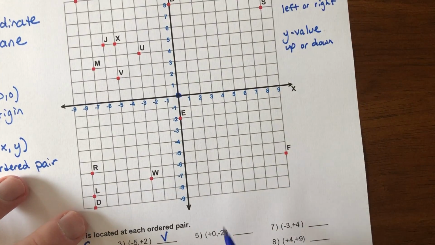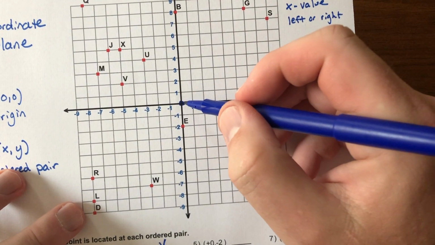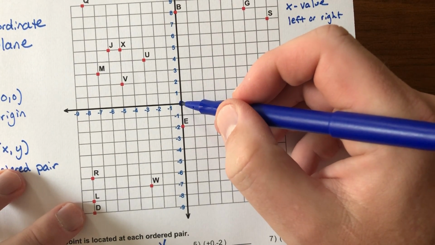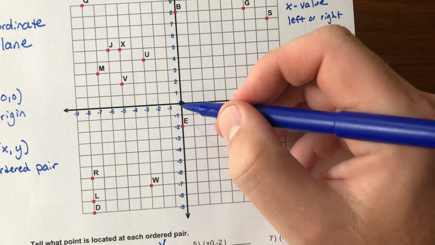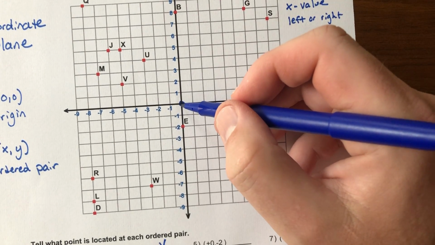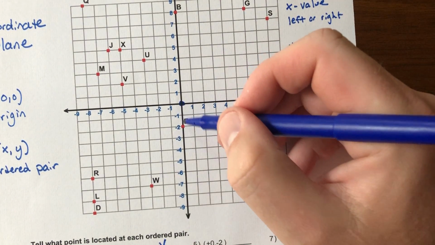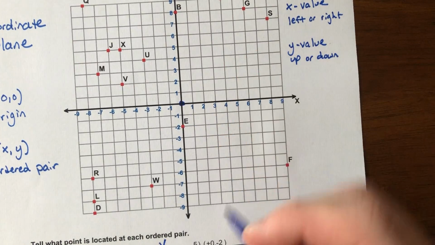Number 5, I have an x value of 0 and a y value of negative 2. When I have an x value of 0, I don't have to go either way. I just stay right in the middle. But then my y value is negative 2, so I have to go down 2: 1, 2, and I land on the E.